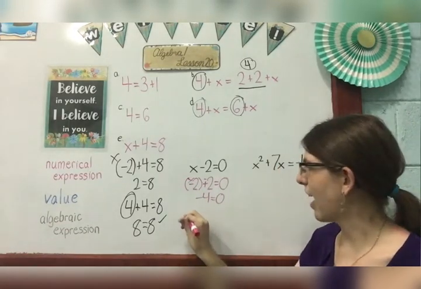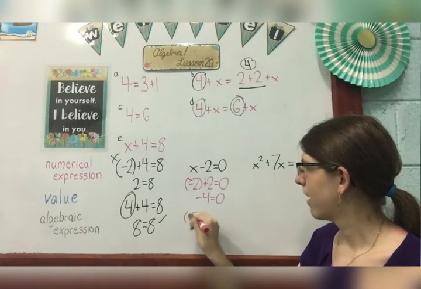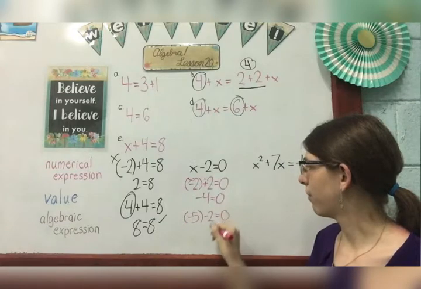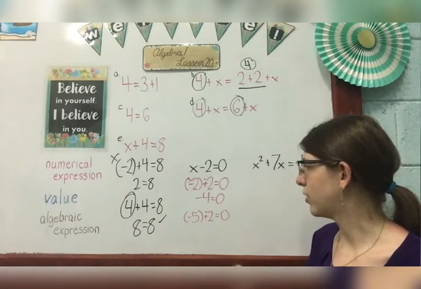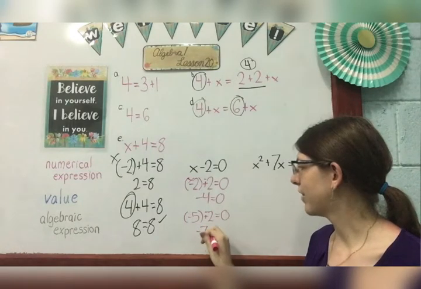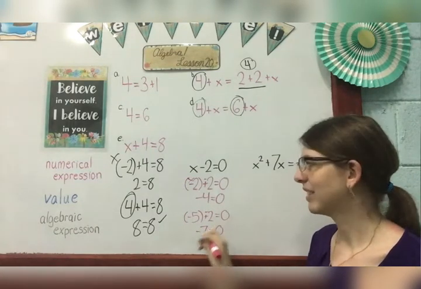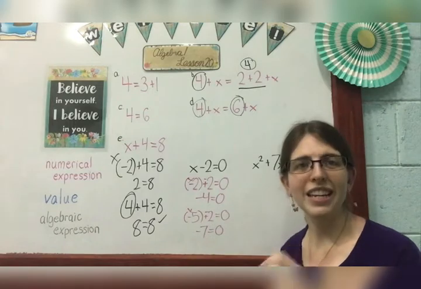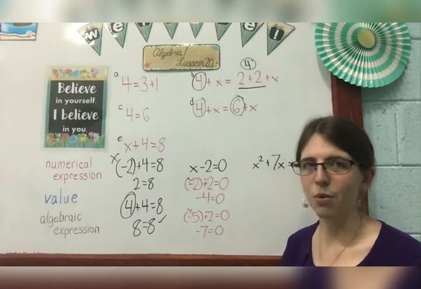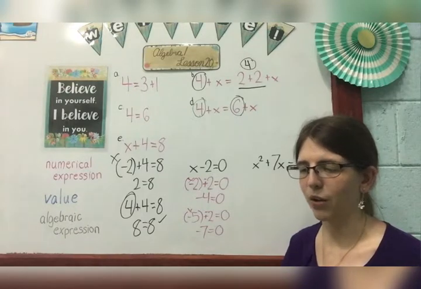All right, how about negative 5? Negative 5 minus 2 equals 0. Well, minus 2 is the same as plus a negative. Negative 5 plus negative 2. Negative 7 equals 0. Nope. So neither negative 5 nor negative 2 are a root of the equation. Neither one satisfies it. Okay?